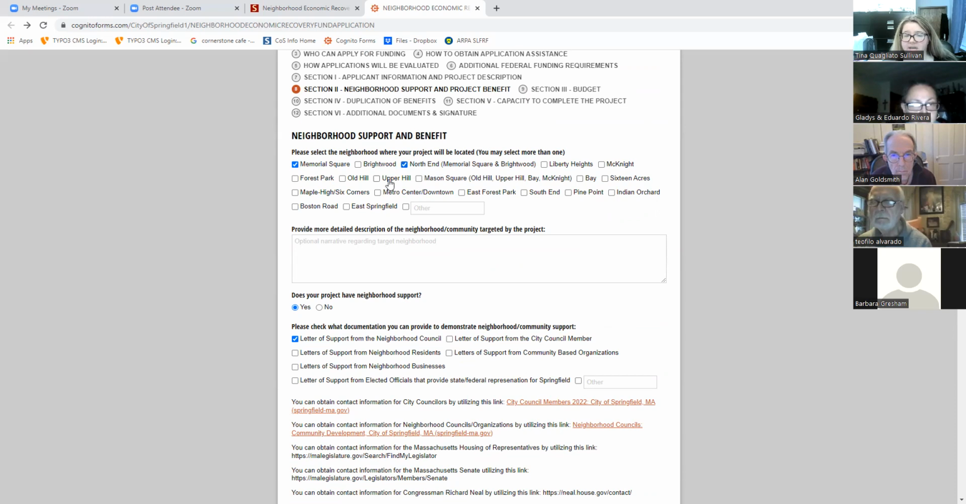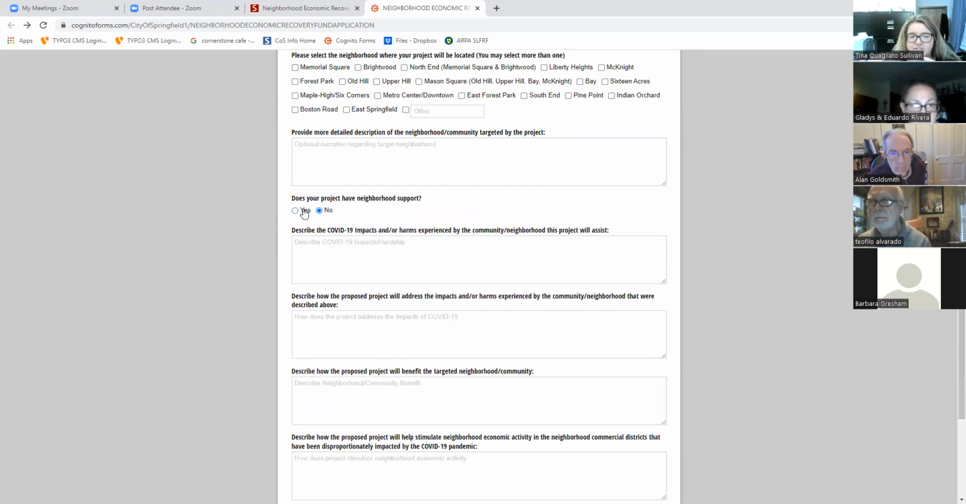So you select the neighborhood that your project is going to apply to. You can select more than one. So maybe you're in the North End and you want to cover the entirety of the North End, but the North End actually encompasses 2 separate neighborhoods. So then you click them both, you click them all. You can provide a more detailed description of the neighborhood and the community that's being targeted by the project in this box. This box is optional, so you don't have to provide more description, but it always helps to do so.